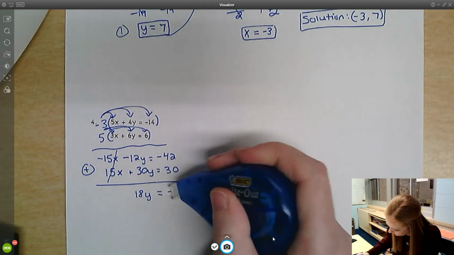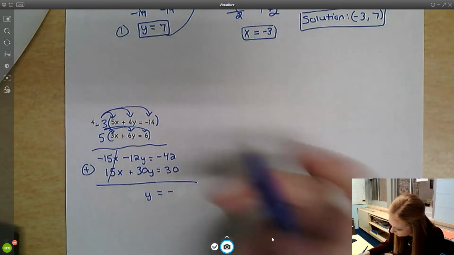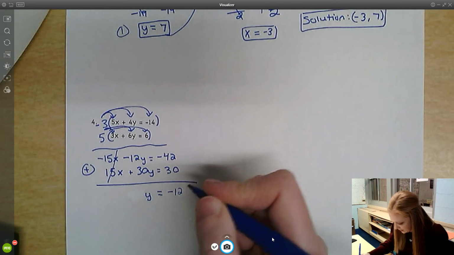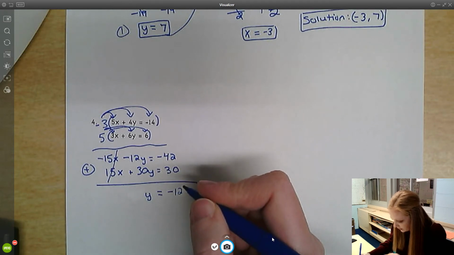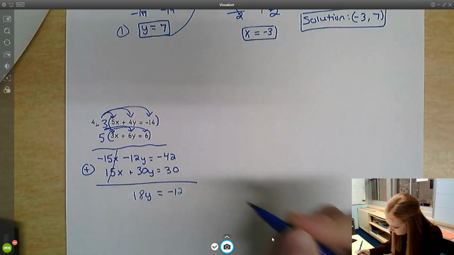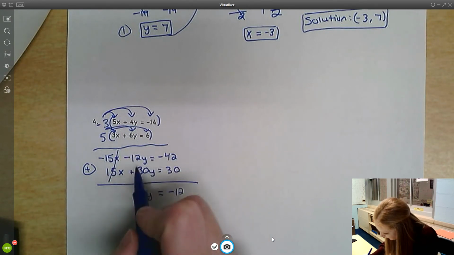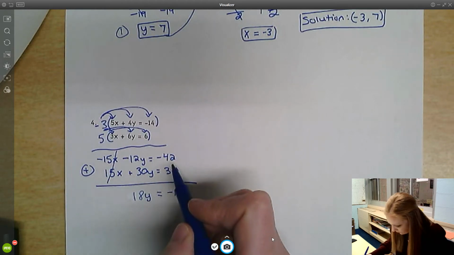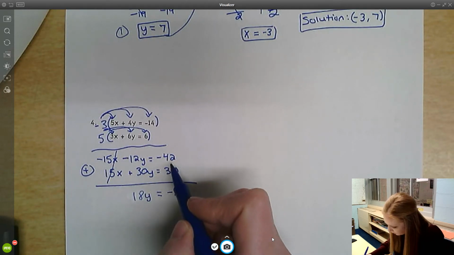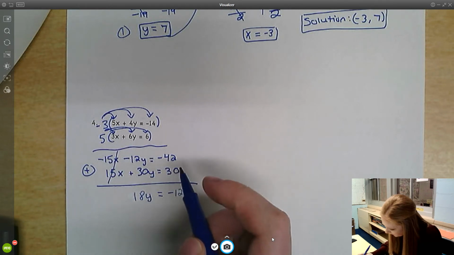My bad. That's why we use our calculators. And negative 12 plus 30 is 18. Okay, let's just double check that. So that's negative 15, that's negative 12, and then 14 times 3, 42, 15, 30, 30.